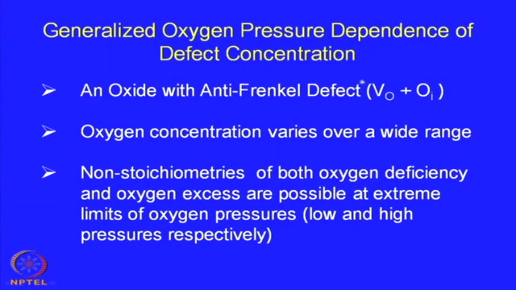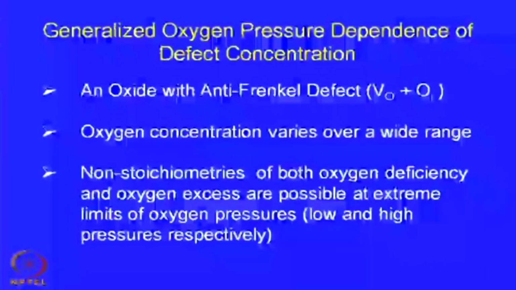Generalized oxygen pressure dependence of defect concentration in an oxide with anti-Frenkel defect. We are talking about somewhat generalized things. We have already considered what happens when there is a metal vacancy or oxygen vacancy, and in some cases we get a p type conductor or electronic compensation, in another case ionic compensation, all those things we have discussed.